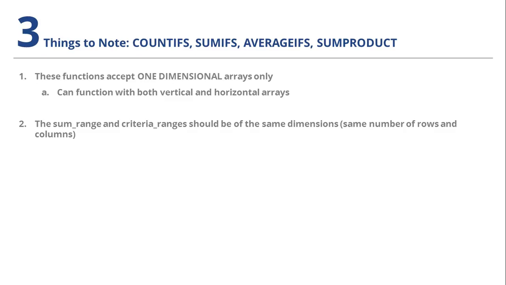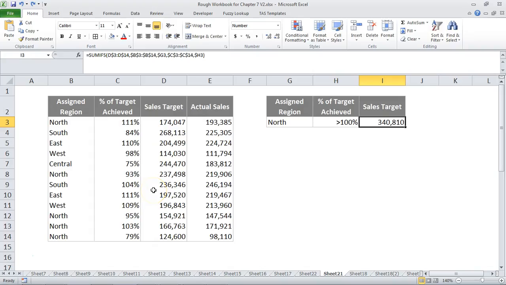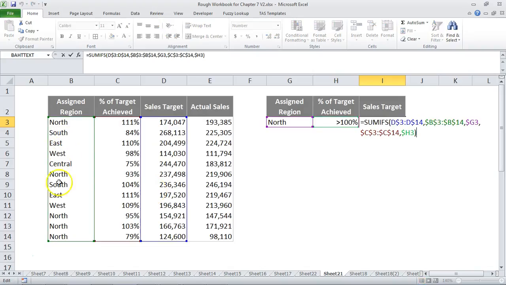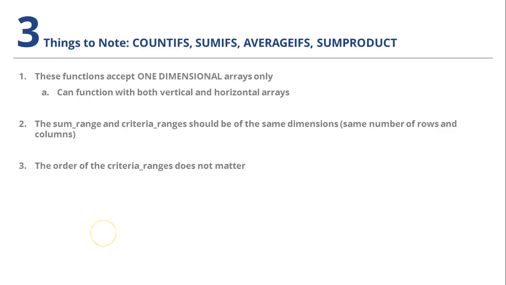The third point to keep in mind is that the order of the different criteria in the sumifs or the countifs functions does not matter. In this example, we are using the region as criteria 1 and the target attainment as criteria 2. If we changed the order of these 2 criteria, the output would remain unchanged. So these are the 3 things to keep in mind when working with these summary functions.